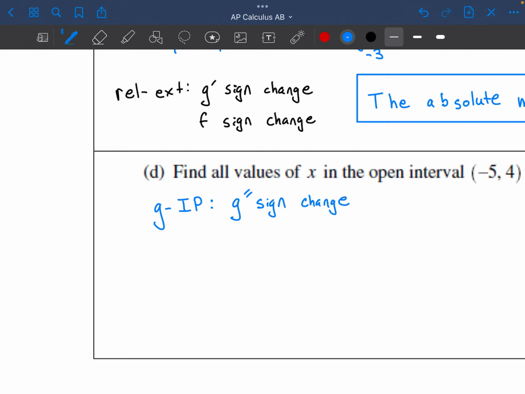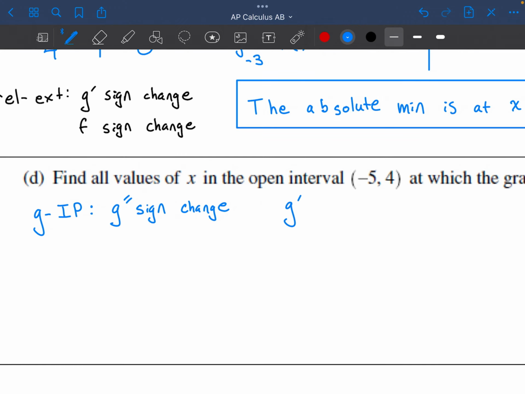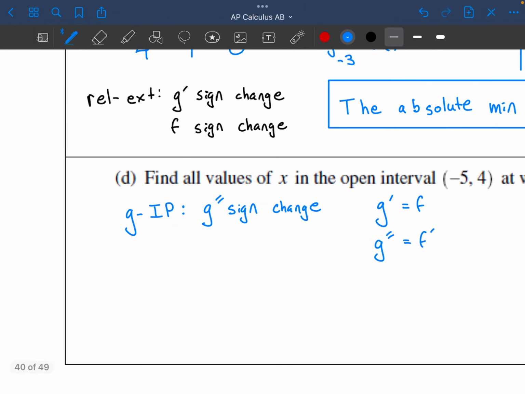And we need to interpret that definition now. So we know that G prime is F. So that means, and here's my logic, if G prime is equal to F, then if I take the derivative of the left and the right, I'll get G double prime, because I took the derivative of the left. Now take the derivative of the right, it is equal to F prime.